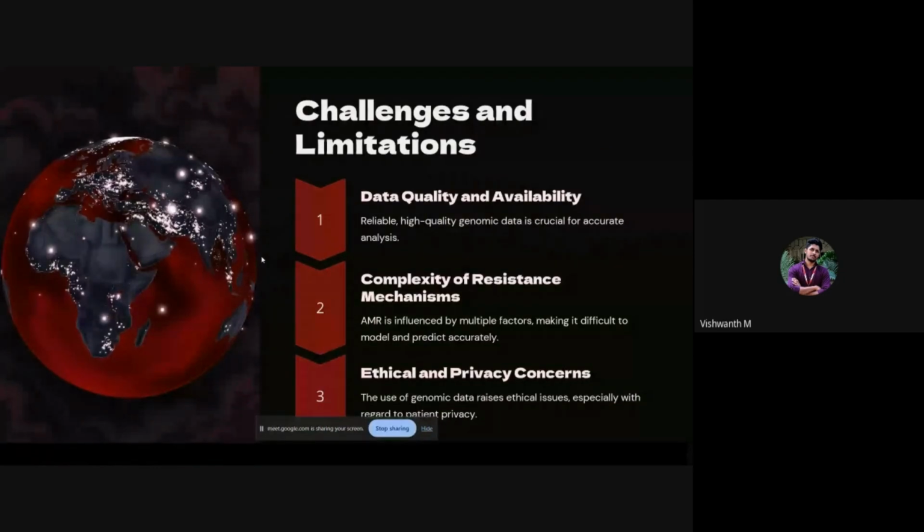The final disadvantage is ethical and privacy concerns. The use of genomic data also raises ethical issues, especially with regard to patient privacy and concern for data sharing. When you use patient data, not all patients will be willing to share their personal gene data for further studies. So it raises ethical issues. Using this genetic data raises questions about privacy and consent.